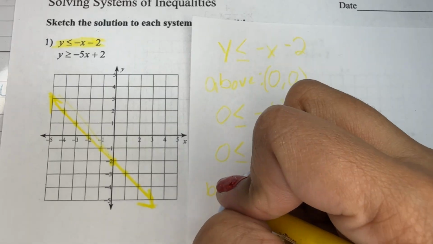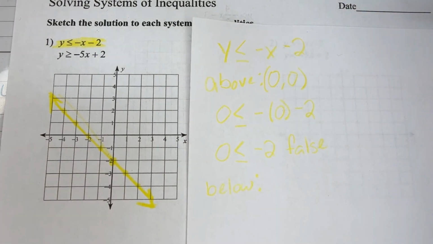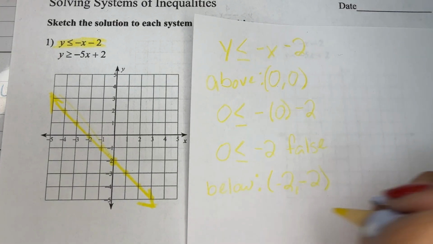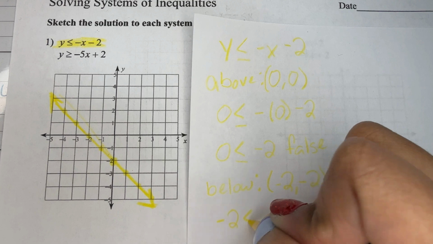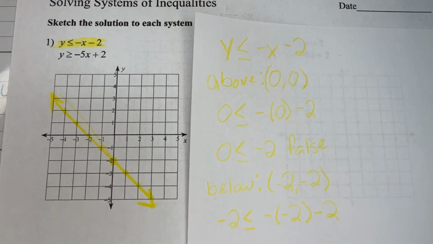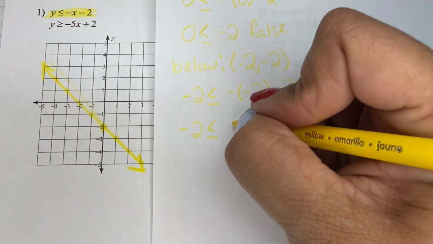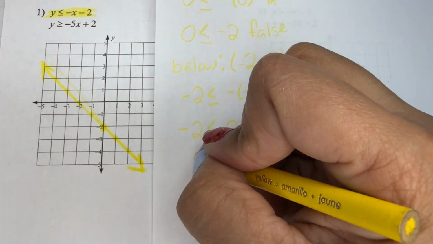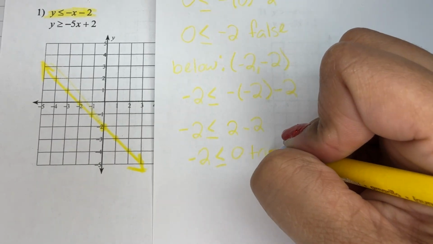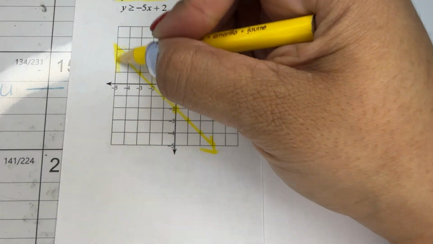And let's look at a point below the line. Let's choose negative 2, negative 2. So we have negative 2 is less than or equal to negative of negative 2 minus 2. Negative 2 is less than or equal to 2 minus 2. Negative 2 is less than or equal to 0. That is true. So I am going to shade this section.